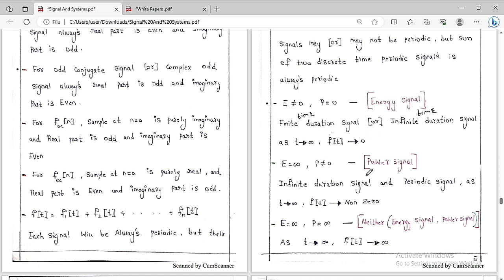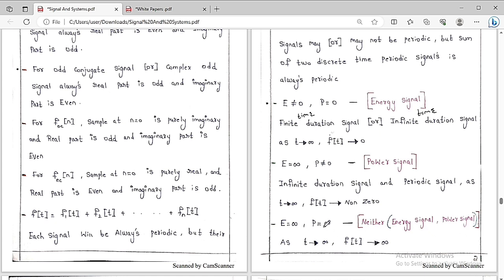So what is the best example? All periodic signals. All periodic signals are called power signals, because as t tends to infinity, those values will never tend to zero. The f of t value will never tend to zero, meaning it will be non-zero in nature. So the next point is, what is the meaning of neither energy signal nor power signal?